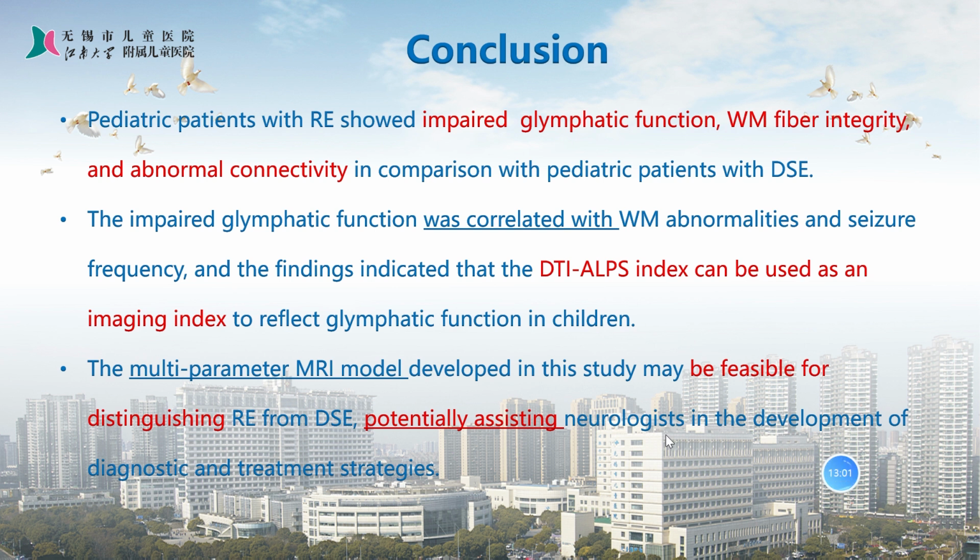So, we come to the conclusion. First, pediatric patients with RE showed impaired glymphatic function, white matter fiber integrity, and abnormal connectivity in comparison with pediatric patients with DSE. Second, the impaired glymphatic function was correlated with white matter abnormalities and seizure frequency, and this indicated that the DTI-ALPS index can be used as an imaging index.